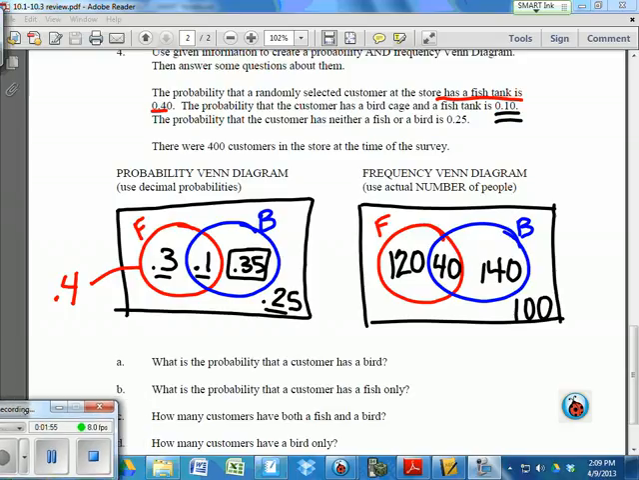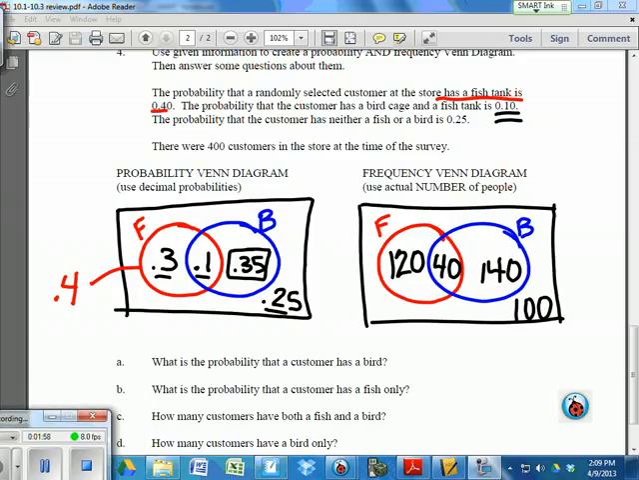So those are all the answers to the Venn diagram and how they all go in there. Next, what's the probability that they have a bird? What section is that? What color is that? Total blue. If you have both, do you have a bird? Yes. So you have to add 0.1 and 0.35 to get 0.45, 45%.